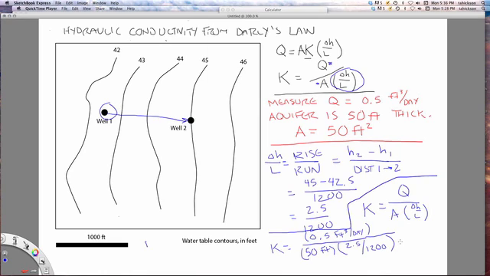4.799 or 4.8. So what this means is that our K is 4.8, and if we cancel things out here, right, this is going to be, oh, that's square feet. This is going to be 4.8 feet per day. So that is the hydraulic conductivity of the overall aquifer at this well.